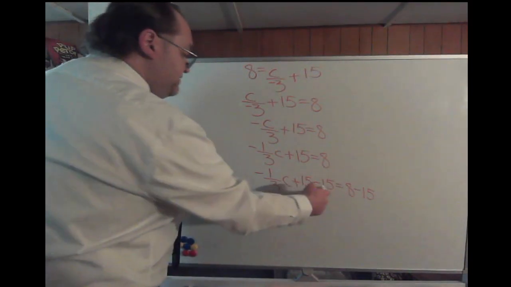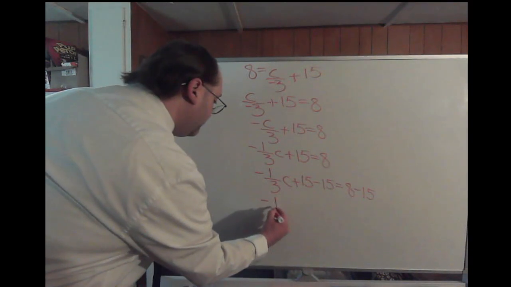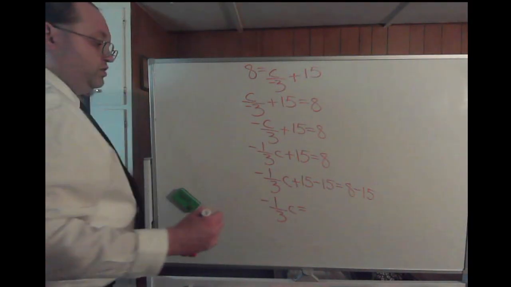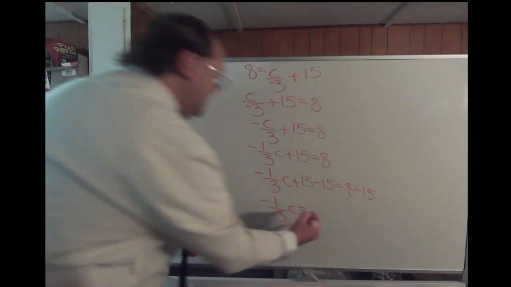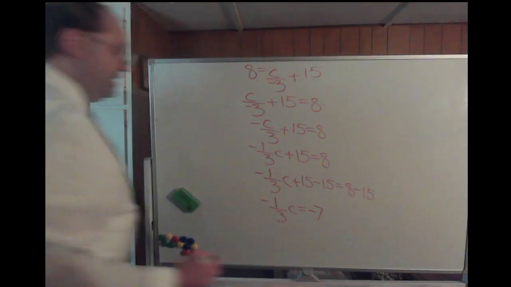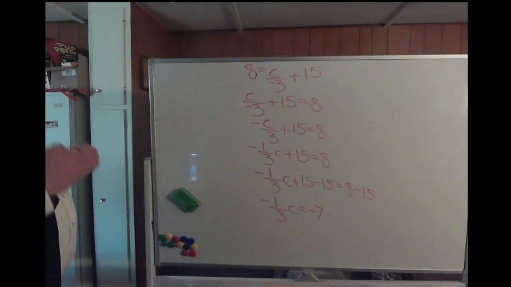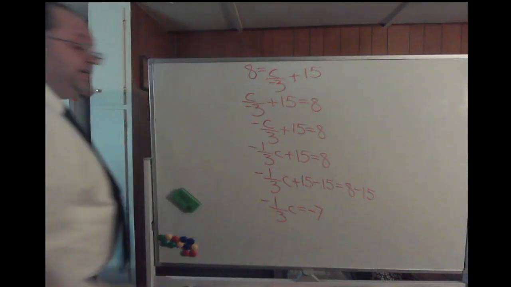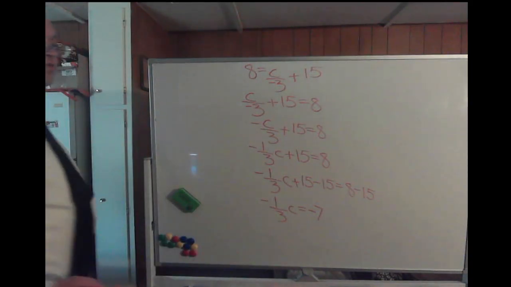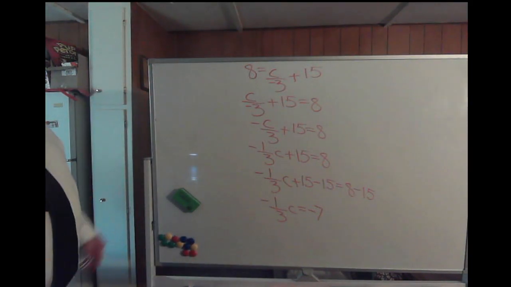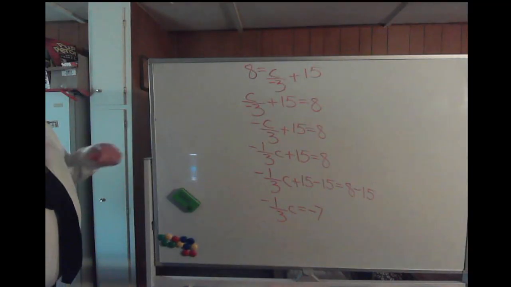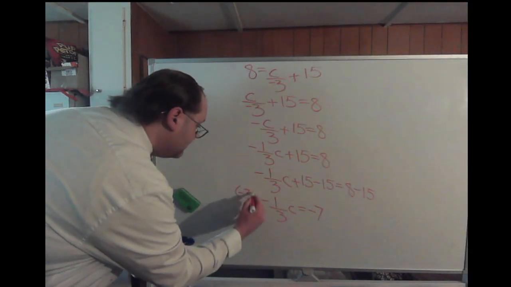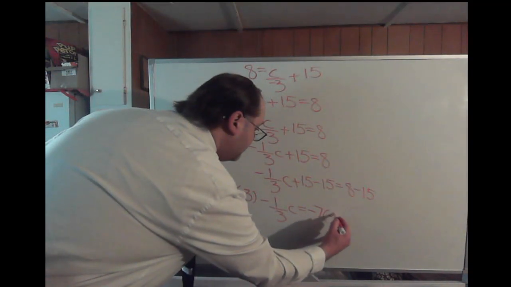All right, so 15 minus 15 is 0. That just leaves negative 1/3 c by itself. That's going to equal 8 minus 15, which is negative 7. So we got negative 1/3 c equals negative 7. Now we want to get c by itself, right? We have negative 1/3, so in order to get c by itself, we need to multiply by the reciprocal of negative 1/3, which in this case would just be negative 3. Negative 3 is the reciprocal, but what you do to one side, you've got to do to the other.